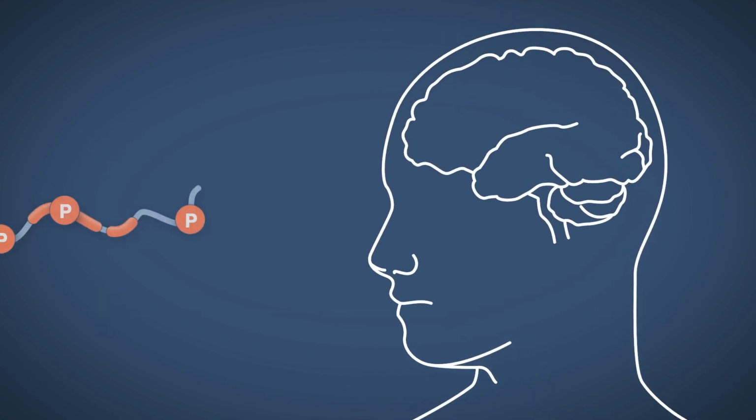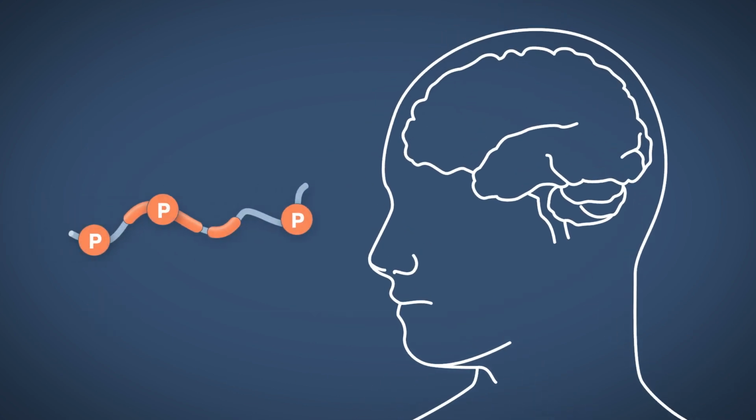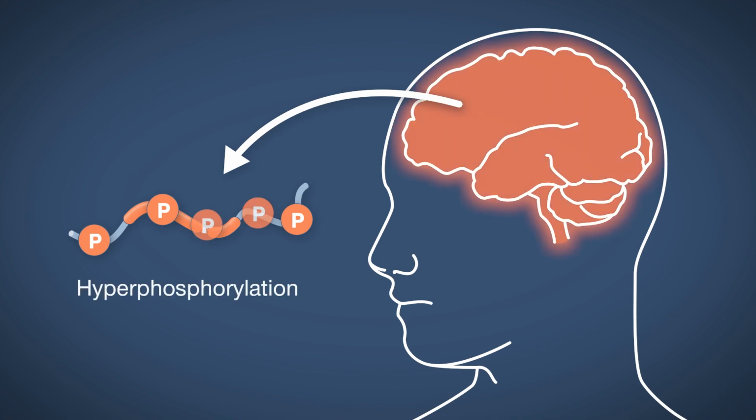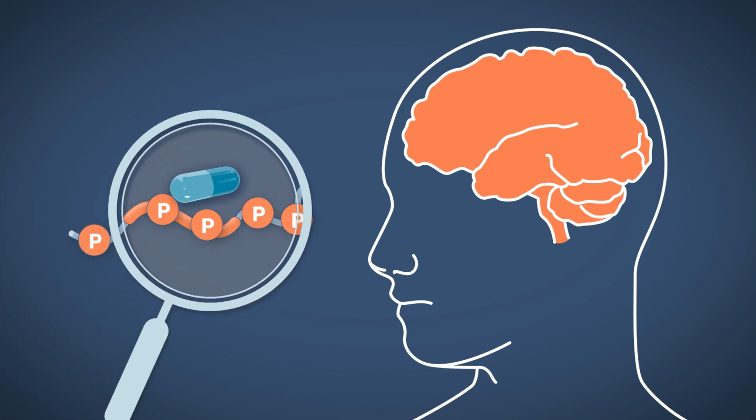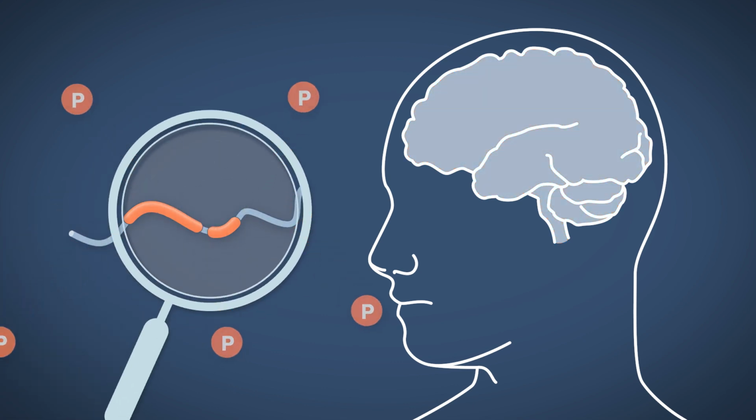Second, aberrant proteoforms play important roles in diseases like Alzheimer's, where hyperphosphorylated tau protein is correlated with detrimental neurological effects. Having a more in-depth understanding of proteoforms present at different stages of disease may help us develop new means of diagnosing diseases earlier or treating them through proteoform-targeted drugs.